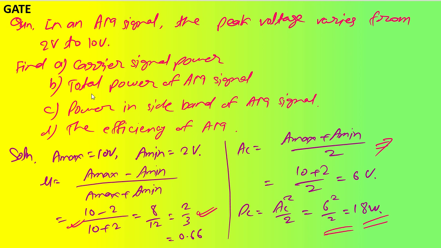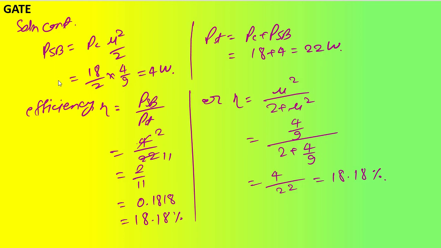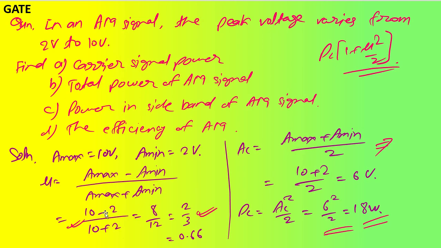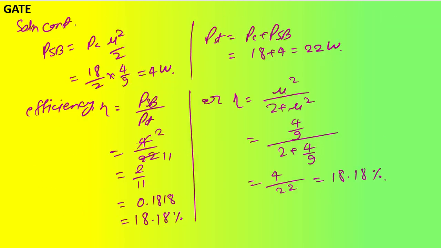Now we have to find out the total power of the amplitude modulated signal as well. For total power, you know the formula: Pc into (1 plus mu square by 2). This is another method that you can utilize. Otherwise you can find Pc into mu square by 2, that is the sideband power, plus the carrier power. I have done it for you here. The sideband power is Pc into mu square by 2. Pc was how much? Just now I told you Pc was 18 watt, right?